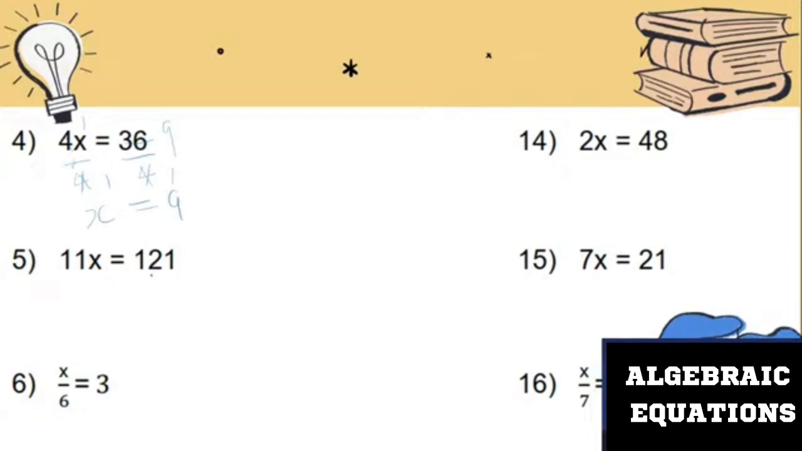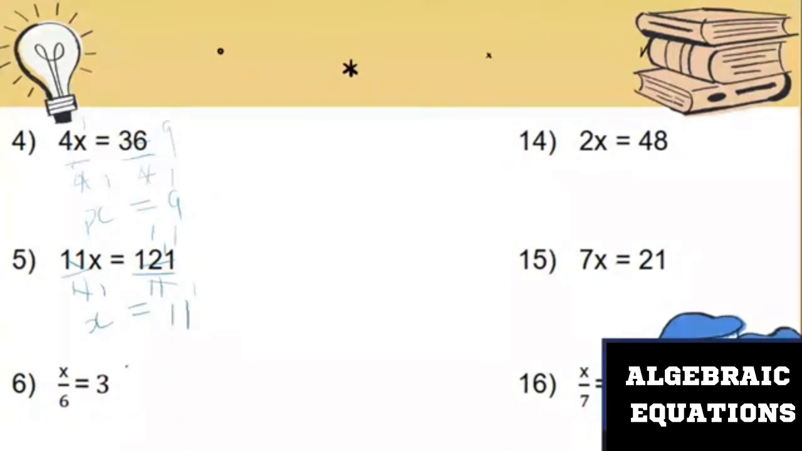11x is equal to 121. This one is easy, right? What do we do? What's the common factor? 11. So we divide by 11 this side, we divide by 11 that side. 11 into 11, 1. 11 into 121, 11. So x will be equal to 11.